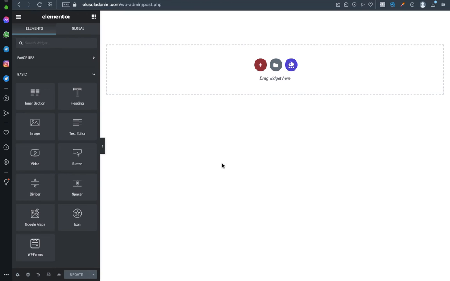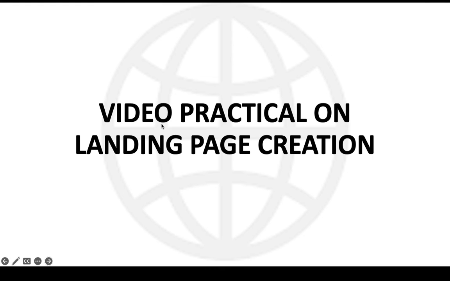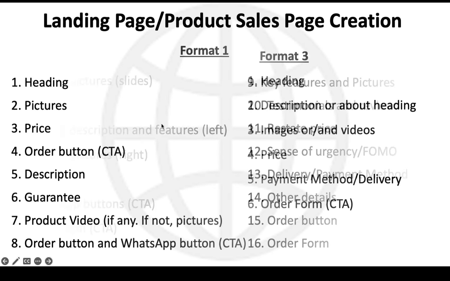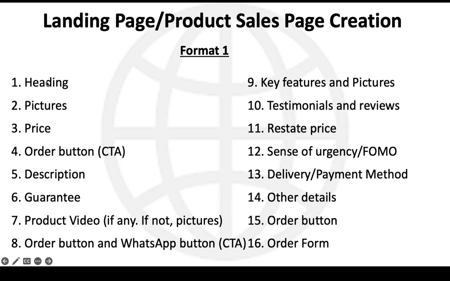So we are back on our Elementor page. We are building a product sales page, and I'll be using a product, particularly an anti-theft backpack, to walk us through the process of building a landing page. And we'll be following the format I showed us the other time, which is the first format. So we are going through these 16 steps now very quickly.